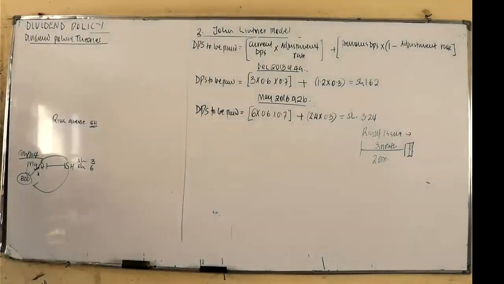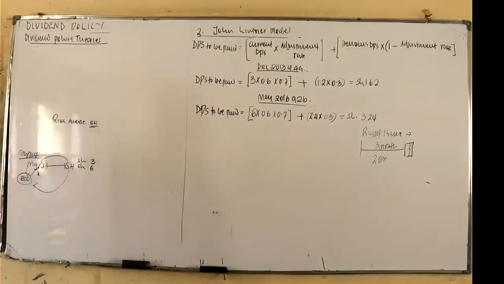This theory was developed by Myron Gordon and John Lintner, and is based on certainty of the income derived from the shares in the form of dividend and capital gain. The theory is summarized as follows: investors are risk averse. They fear risk, and therefore they prefer assured income. Good. So now let's go to number three.